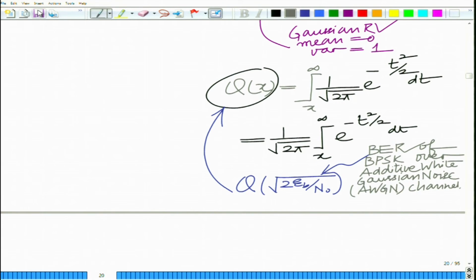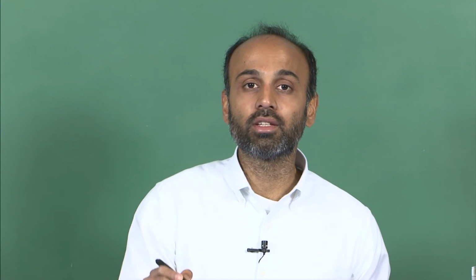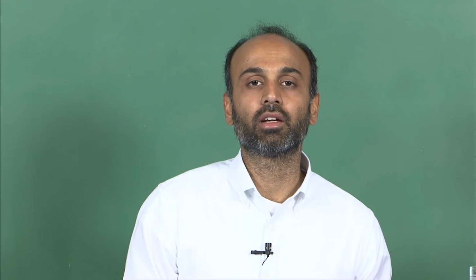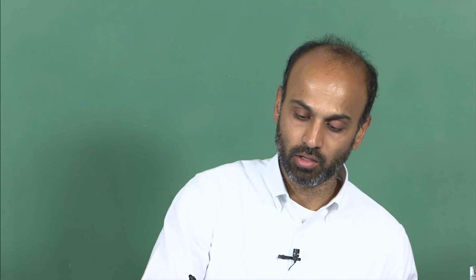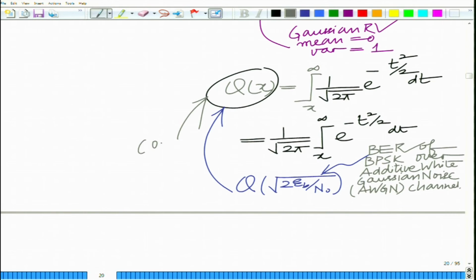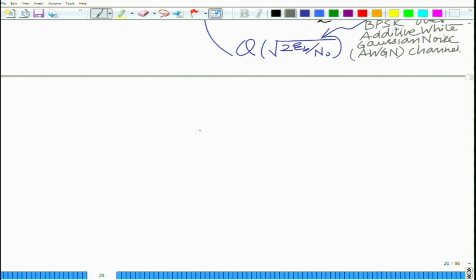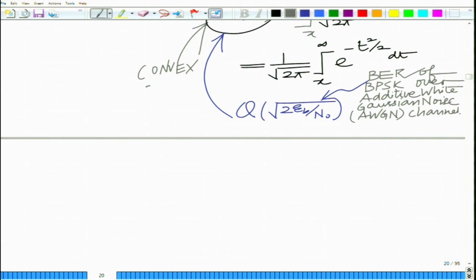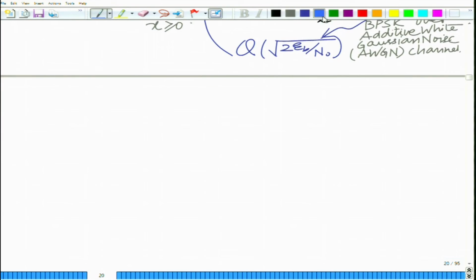This is the bit error rate over an AWGN channel, and it has a lot of applications. It arises quite frequently, as I said, in communications as well as signal processing. Now what we want to show is that this Q function, which has a lot of practical applications, is convex. In fact, it is convex for x greater than or equal to 0. This is a slight qualification: it is not convex over the entire x, only for x greater than or equal to 0.